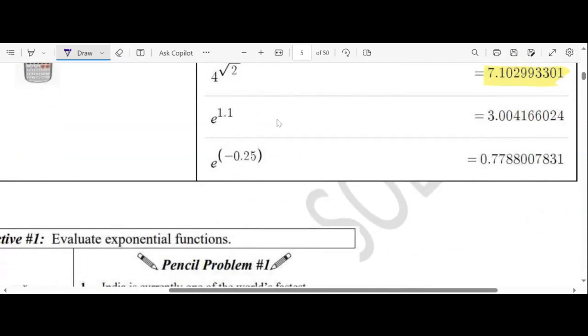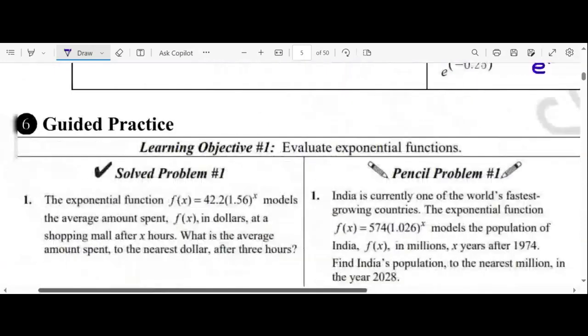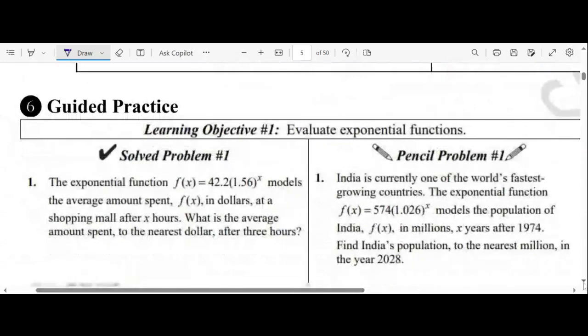So the same thing, you put in the calculator e to the power of what? 1.1. And how much is the answer? That's the answer. In the calculator, you put e to the power of what? Minus 0.25. And this is the answer. Clear? Okay, good. Let's move on to the next one.